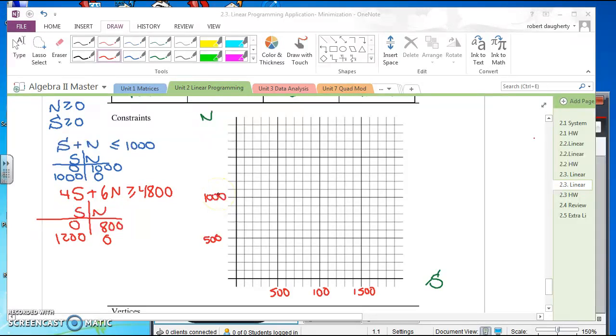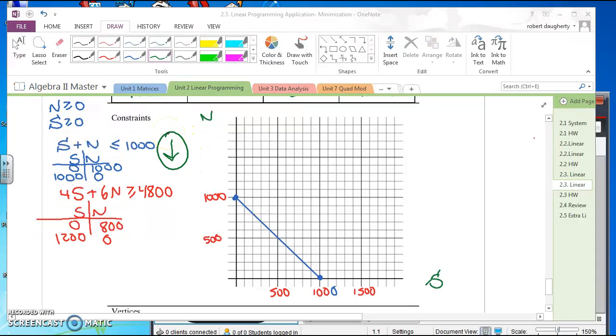So I've got the point 0, 1000, which is right here, and 1000, 0, which is right there. So let's connect those two. You'll notice I've got a less than or equal to for this one, so I'm shading below that line. So I know that for this line, I'm shading below, okay?